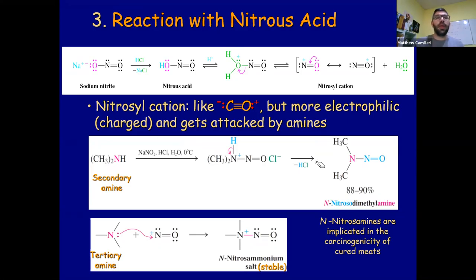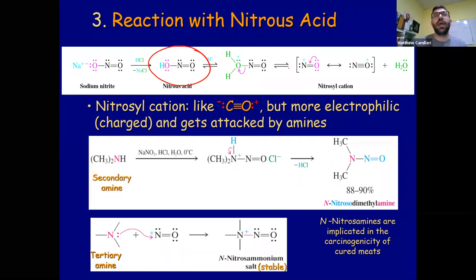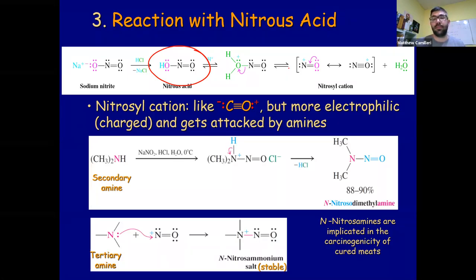So, reaction with nitrous acid. Now, nitrous acid is NO2 minus, or HNO2. And it is this structure, but it has two resonance forms. Once it loses water, the NO has two resonance forms. In fact, it forms NO plus.